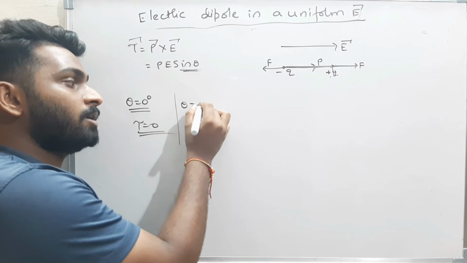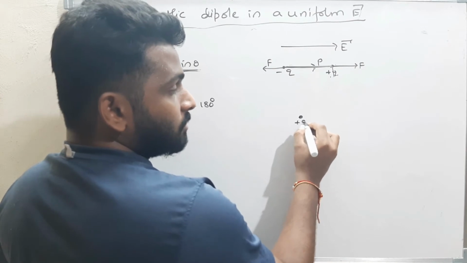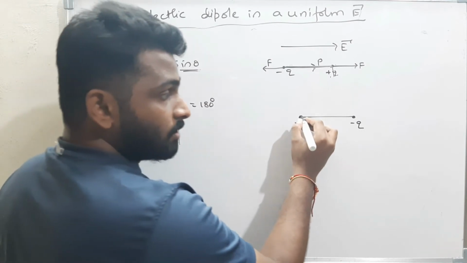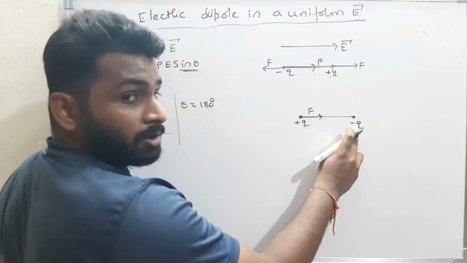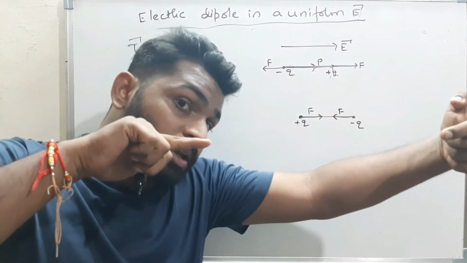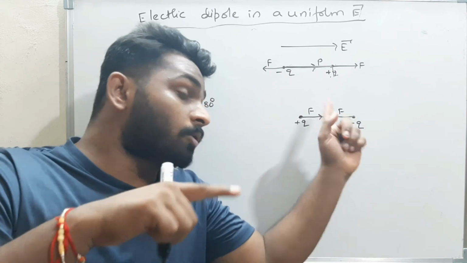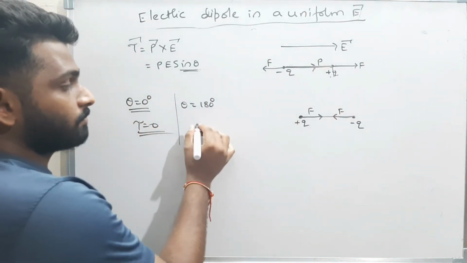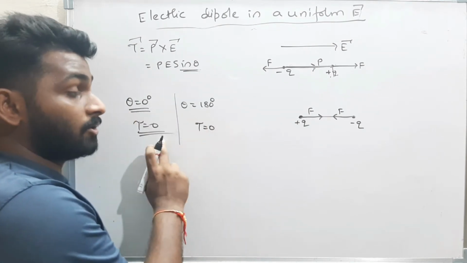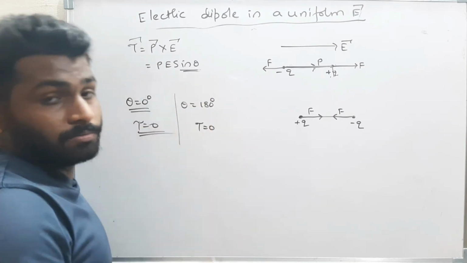Now, when theta is equal to 180 degrees, this is the electric field direction. 180 means this is the positive charge and this is the negative charge. On this positive charge, the force will be in this direction. And because of this negative charge, the force will be in this direction. Both the forces are along the line joining them. Therefore, even because of these forces, the dipole can't rotate, so the torque is 0. When the angle is 0 or 180 degrees, the torque is 0, because sin 0 or sin 180 is 0.